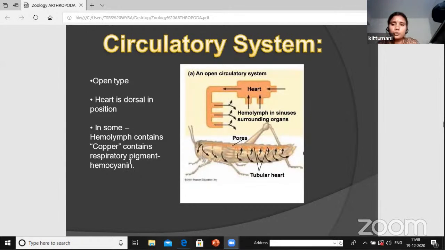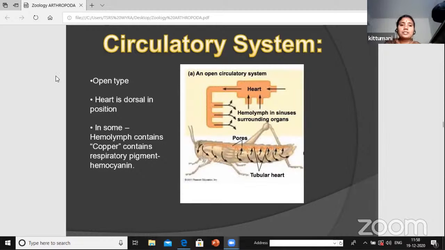What is hemoglobin? Hemoglobin is red in color because the iron particle is present at the center of the atom. But in some arthropods, hemolymph contains copper. Copper in which color? Blue color. So here copper contains a respiratory pigment, that is nothing but the hemocyanin. What is that, students? Hemocyanin. Okay. Here we will observe the pores which circulate the blood.